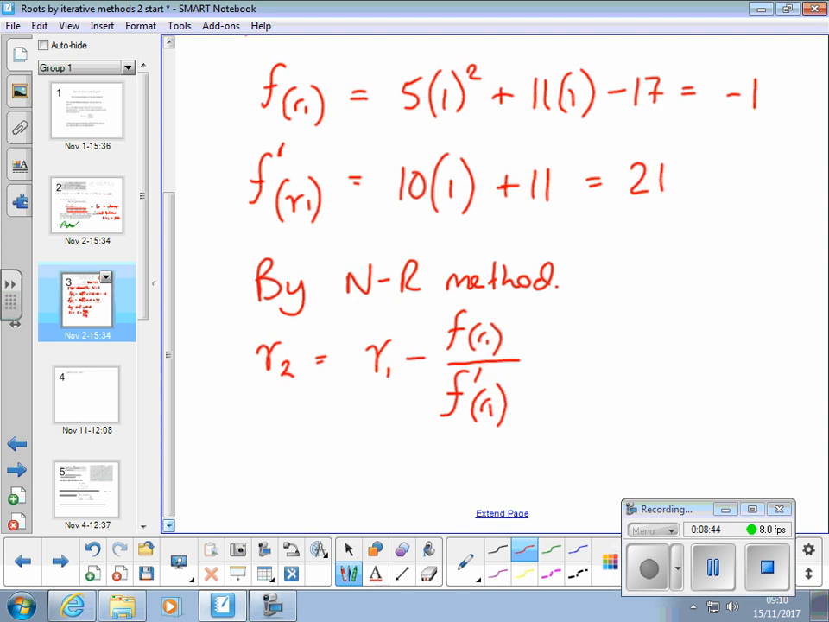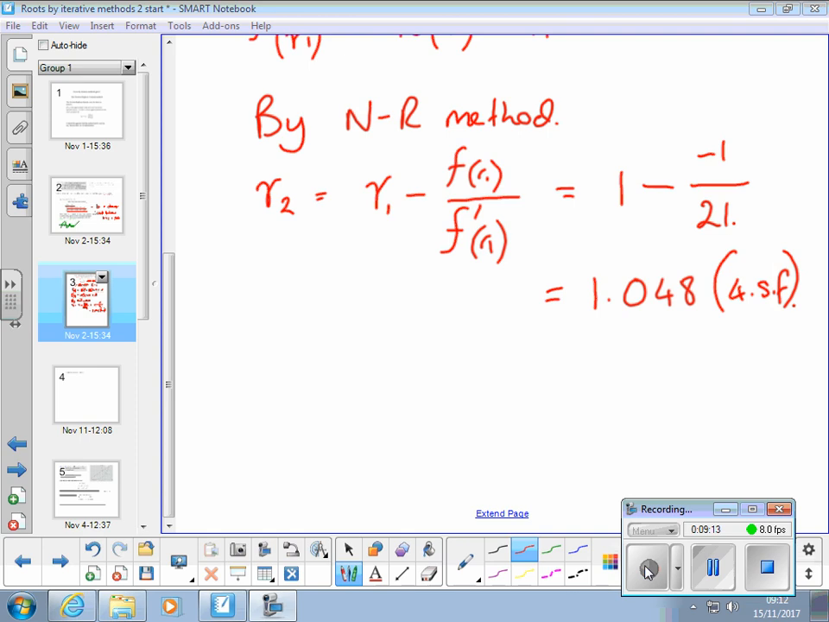At this stage I'm writing it all out, so note back 1 minus... yes, and see what you get. So the R2, little r2, the new guess is 1.048.